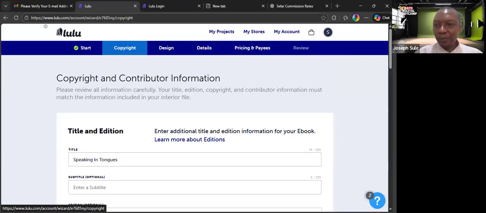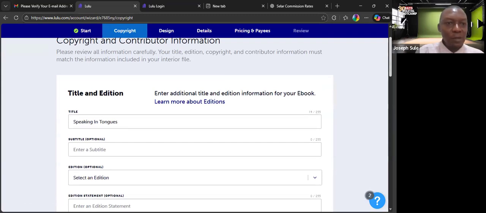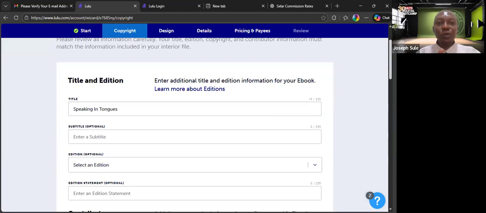Now, what is copyright? It's saying review all information carefully. Your title, your edition, copyright, and contributor information must match the information included in your interior file. If you co-author a book and on your cover, you wrote your co-author's name, and in the pages, you also wrote your co-author's name, what Lulu is saying is that here you must also put that information there that you co-authored the book. So whatever you have inside your book, let it tally with the information you supply here.